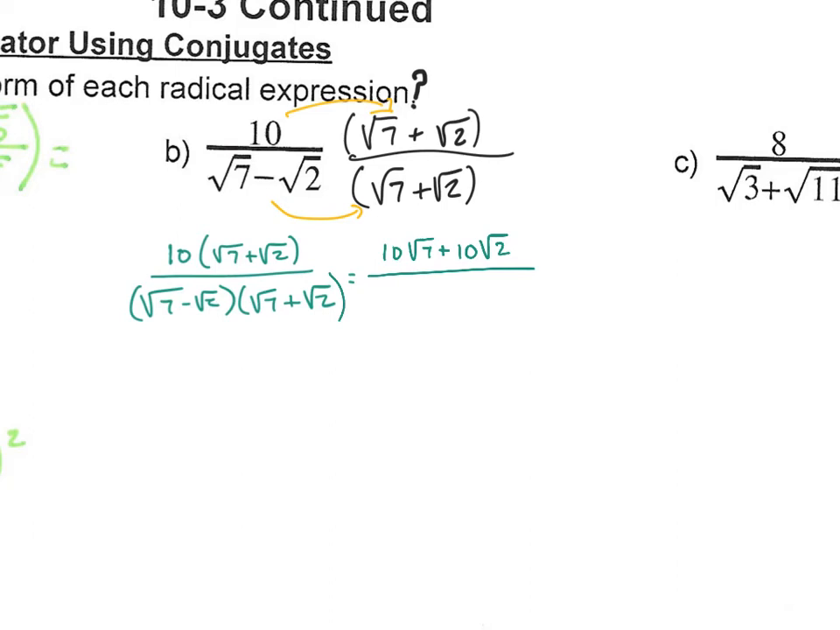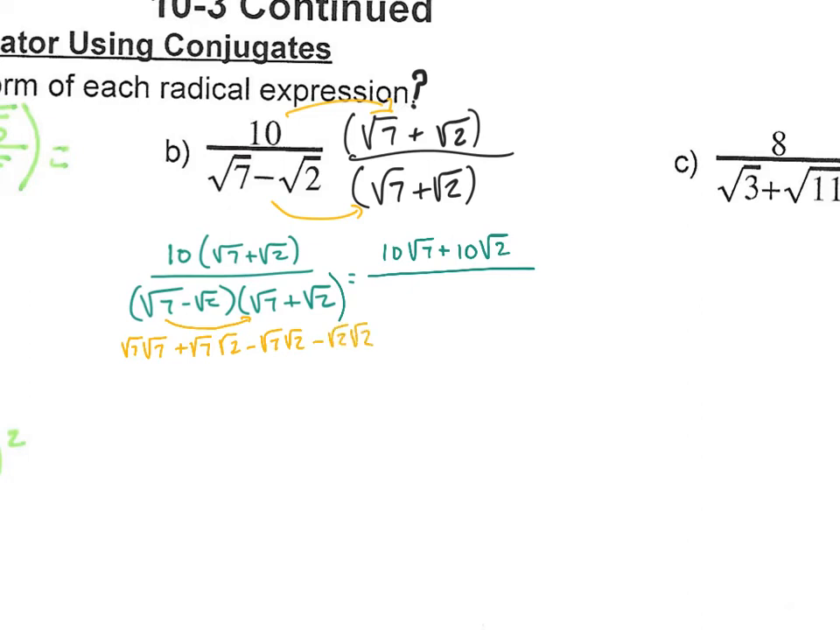so I'm going to do some of the math for the denominator right here. I'm going to take and multiply the square root of 7 times the square root of 7 plus the square root of 7 times the square root of 2 minus the square root of 7 times the square root of 2 minus the square root of 2 times the square root of 2.